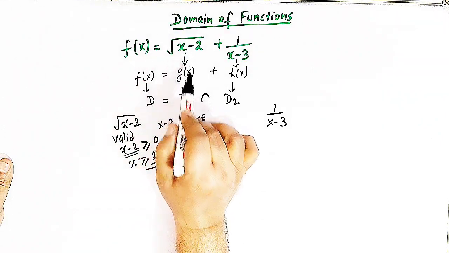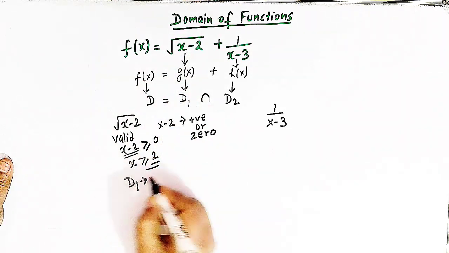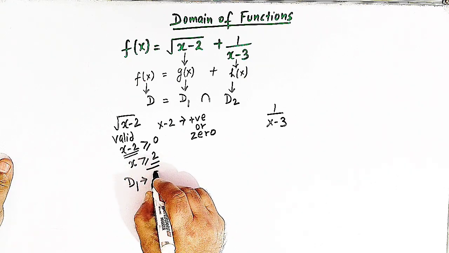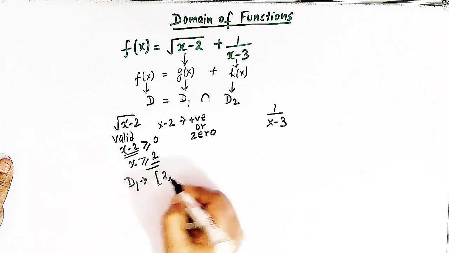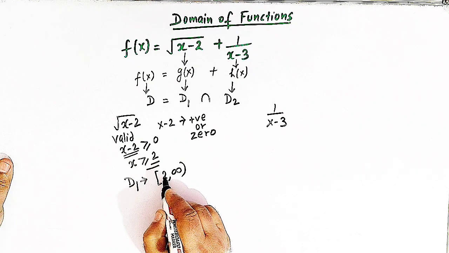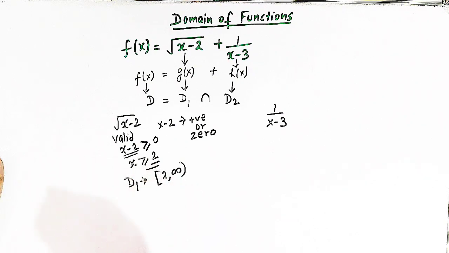So the domain of square root of x minus 2 is given by x greater than or equal to 2, which can also be written like this, that is, 2 to infinity, right? So here this 2 is closed. It means 2 is included here.